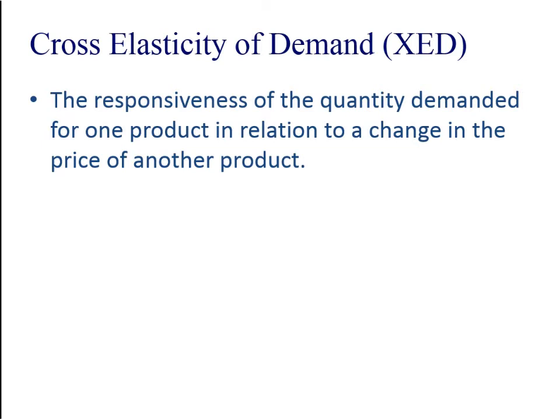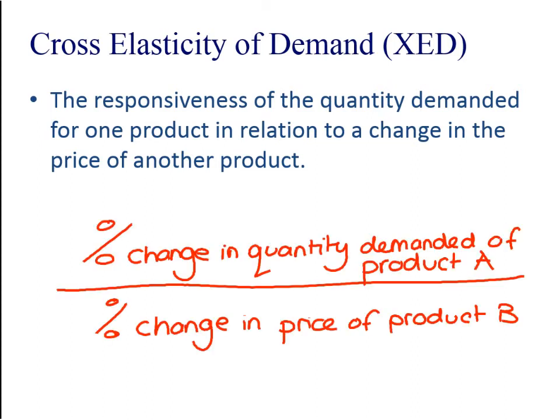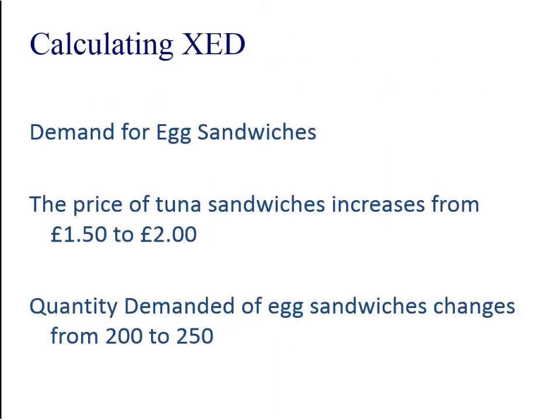Okay, so definition here: the responsiveness of the quantity demanded for one product in relation to a change in the price of another product. Again, bit of a mouthful, so I would advise you in the exam, if asked for a definition, put down the equation. Which is here. So percentage change in the quantity demanded of product A over the percentage change in the price of product B. So again, price, because it's about money, money's the bottom line, it's on the bottom. Don't get these mixed up and invert them. They give you 1 mark out of 2 if you do invert them, but it's an easy mark to get, two marks. Just get it the right way around.